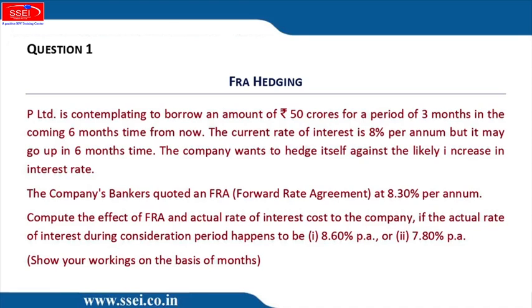Similarly, if the rate becomes 7.8, we lose on the FRA. How much do we lose? 8.3 minus 7.8, that is 0.5% of 50 crores into 3 by 12 divided by 1 plus market rate, that is 0.078 divided by 4. So you calculate the loss and you calculate the interest cost, that is 7.8% of 50 crores into 3 by 12. Now add both of them up, and whatever you get, that figure divided by 50 crores into 100 into 12 by 3. That comes to 8.29%. It's totally wrong answer, but that's what you've got to reproduce.